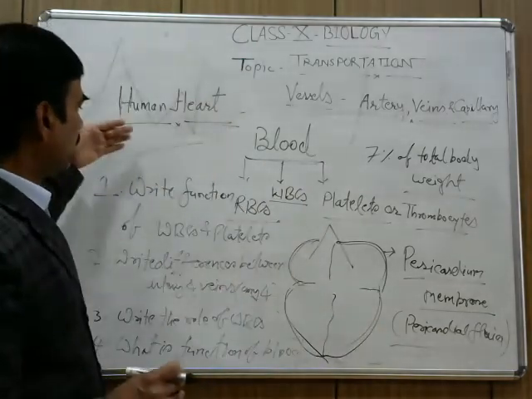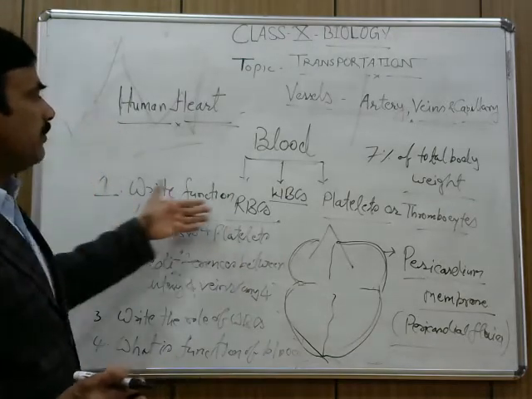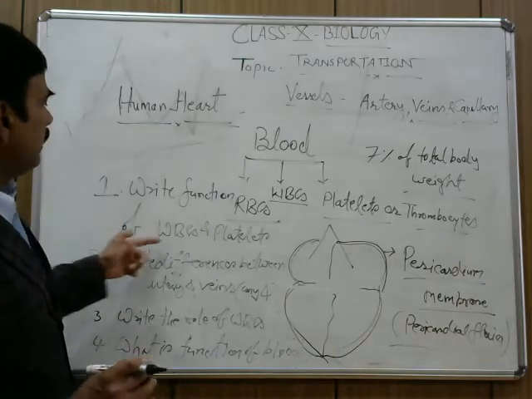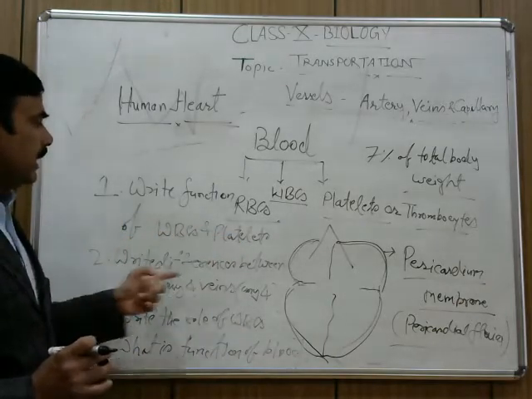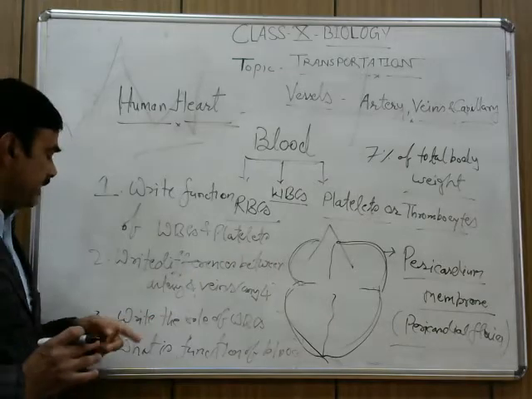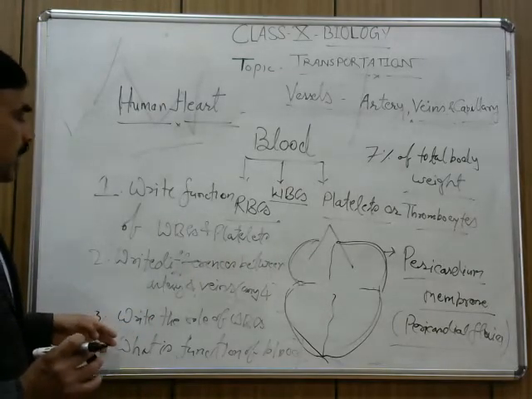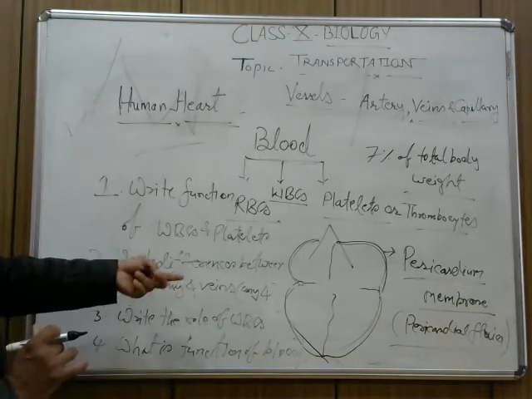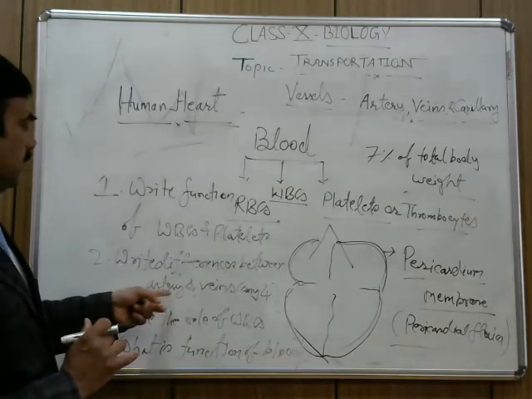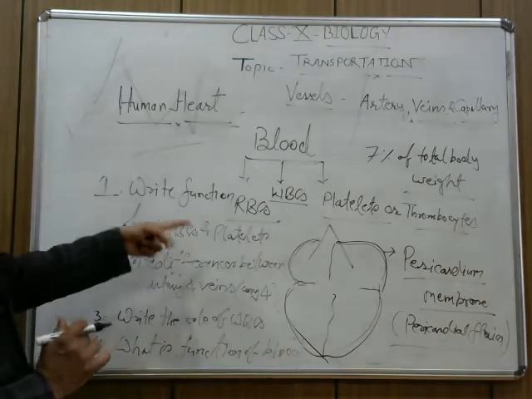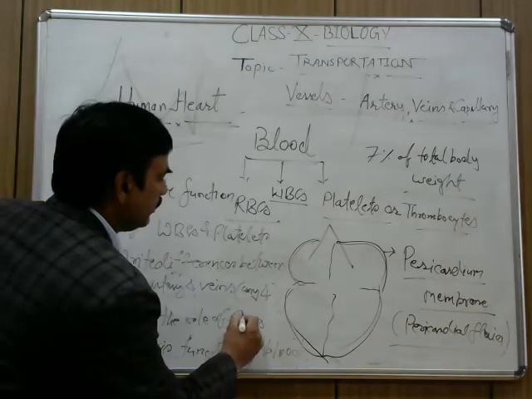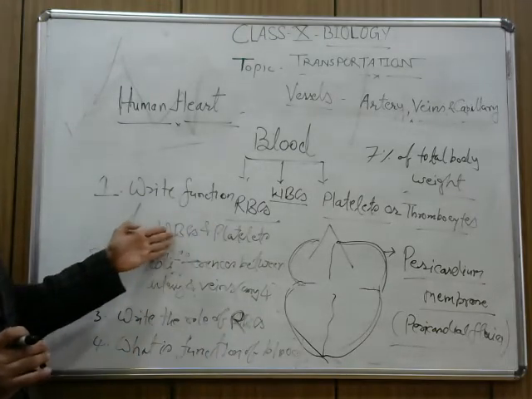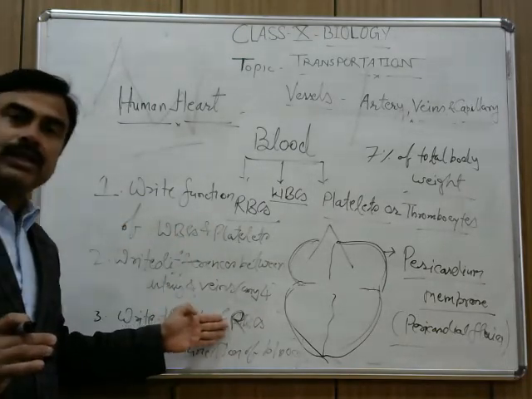The first one is function of RBCs, WBC and platelet. Number 2, write differences between artery and veins. Number 3, write the role of RBCs. Sorry, it should not be repeated here. You can write artery and vein, WBC. I already asked the WBC, so here you can write RBC.